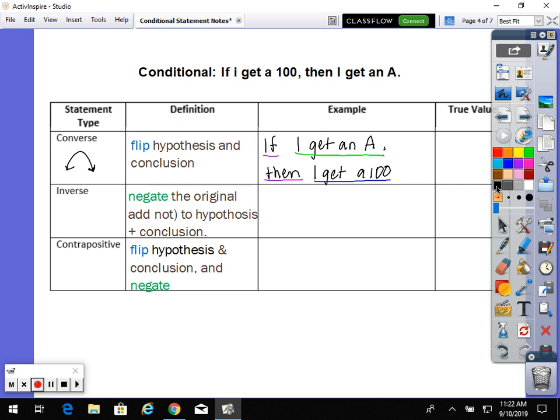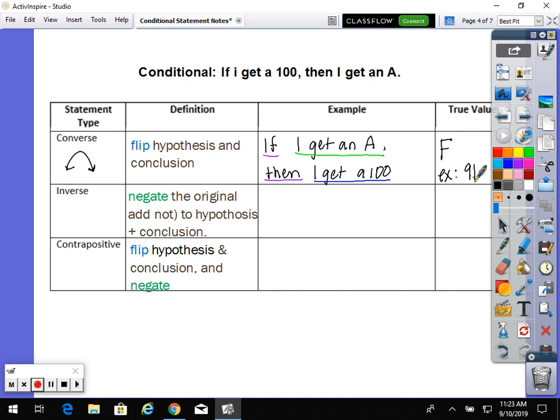So we're going to look at that statement, identify the truth value. If I get an A, 90 to 100, then I get a 100. Well, that's not necessarily true. So we're going to put false. And if we're going to put false, you have to have a counterexample, which remember, proves it wrong. So we're going to put our counterexample here. And let's say you get like a 91. It's still an A, but not 100. So it proves that statement wrong.